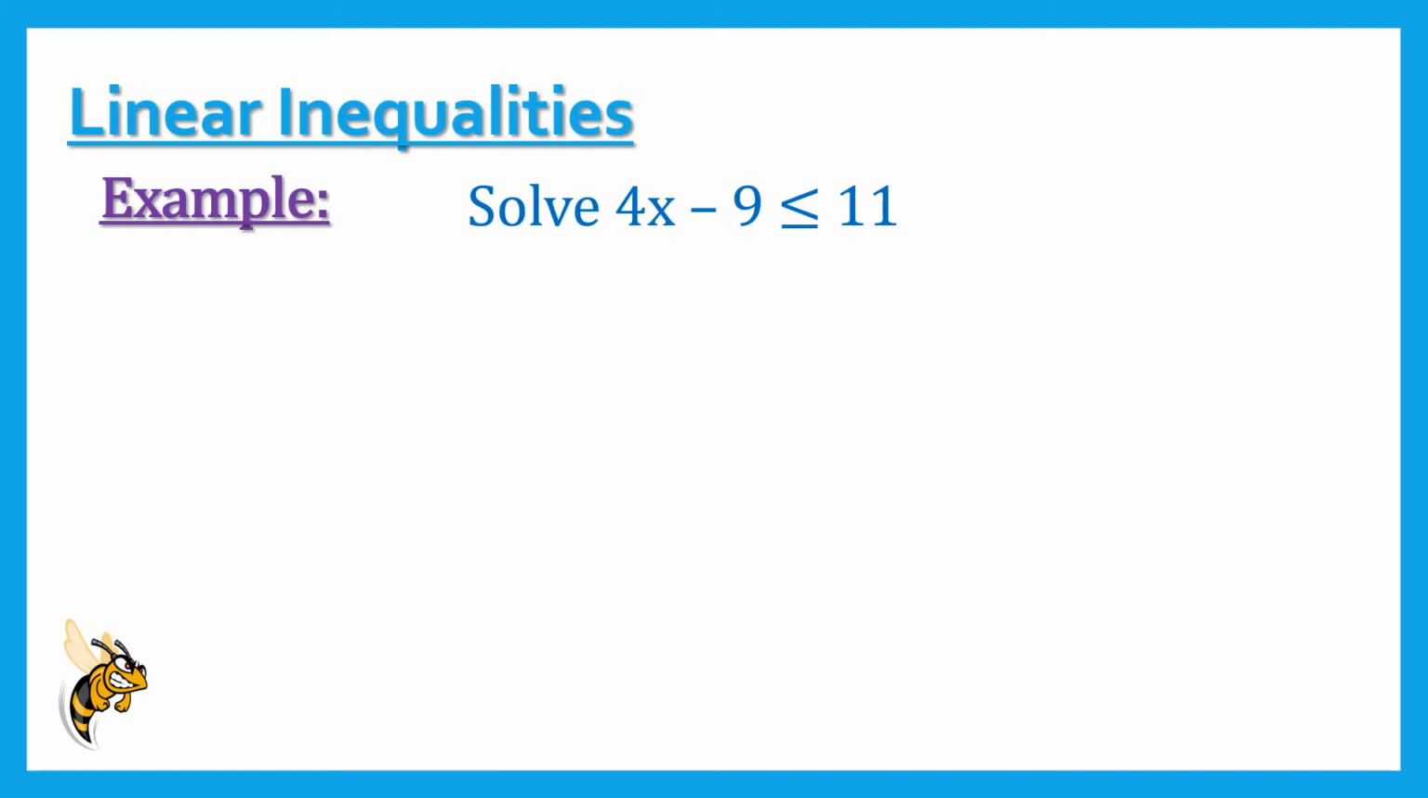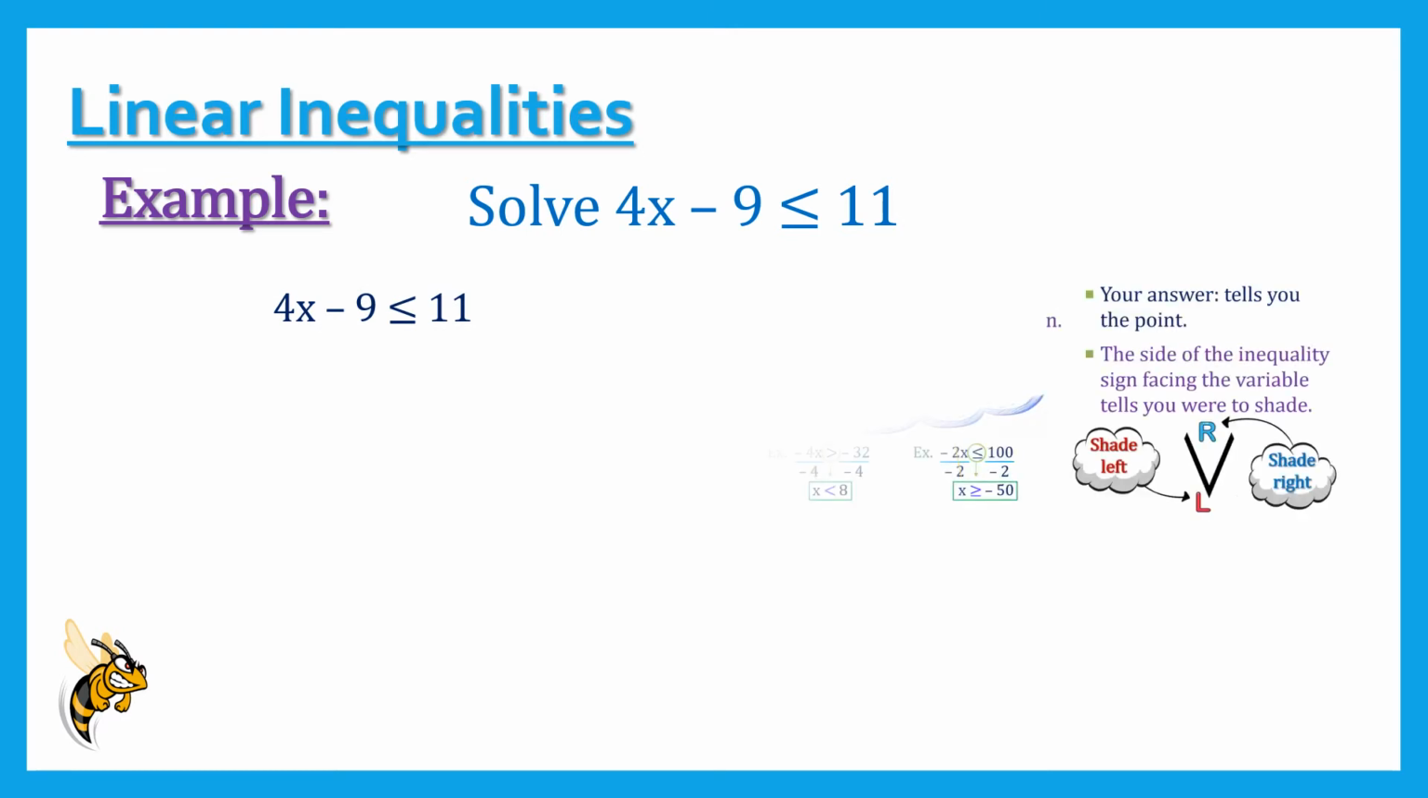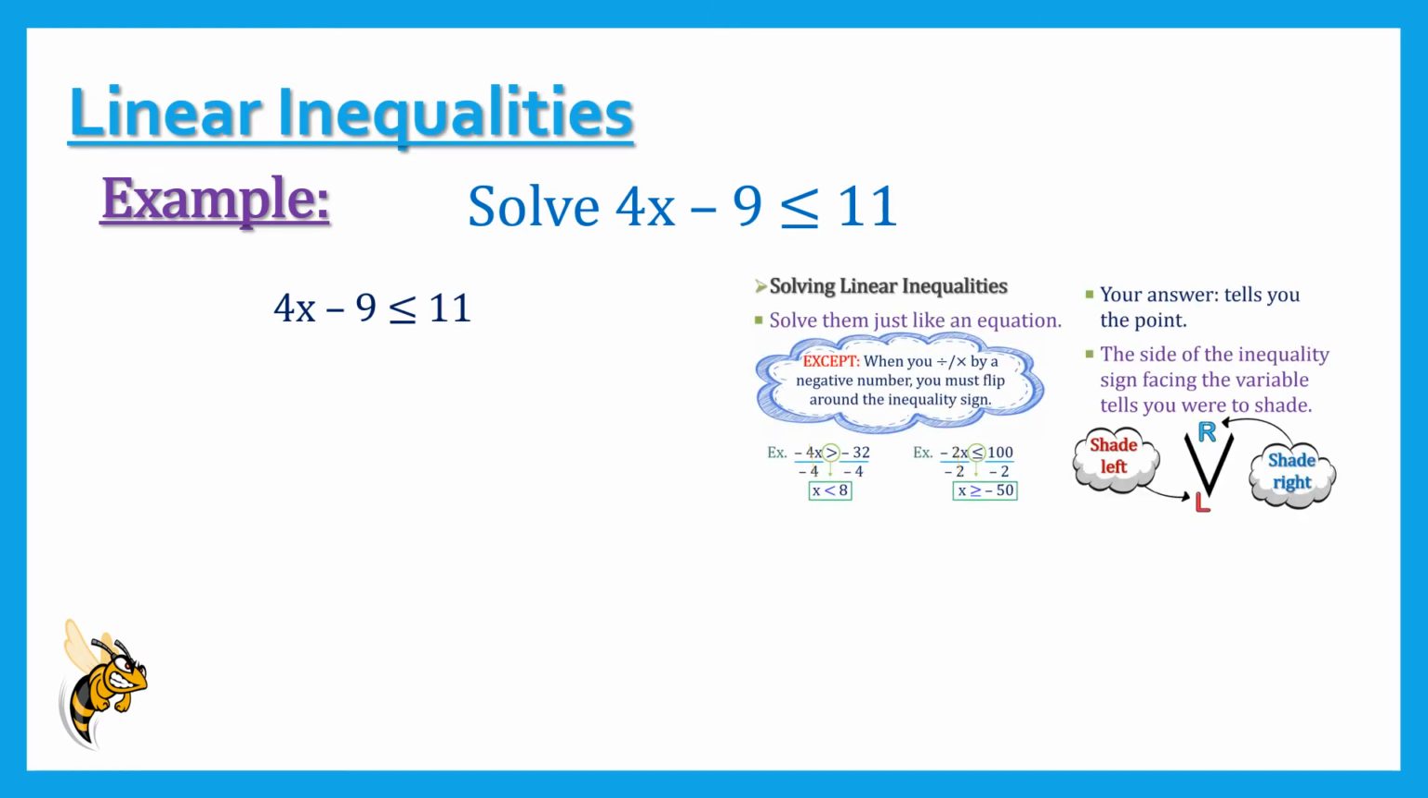Solve for 4x minus 9 less than or equal to 11. Let's remind you guys of the rules. Okay, so first we're going to solve like a normal equation. So I want to move that negative 9. The opposite of negative 9 is positive 9. So I'm going to add 9 to both sides. So 4x is less than or equal to 20. The opposite of multiplication is division, so I'm going to divide both sides by 4. Therefore, x is less than or equal to 5.